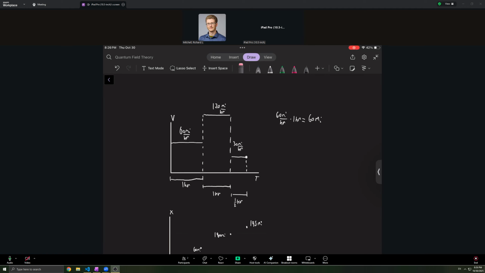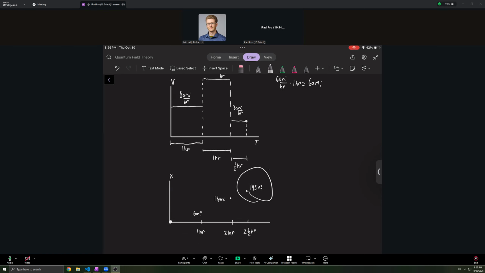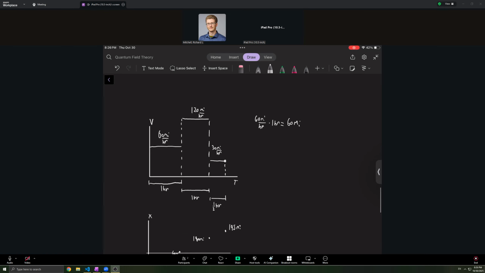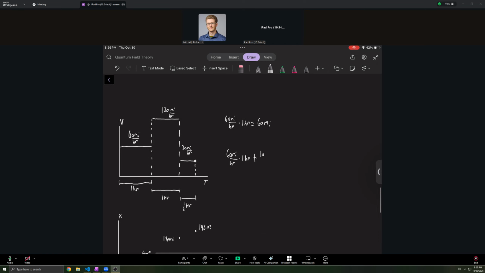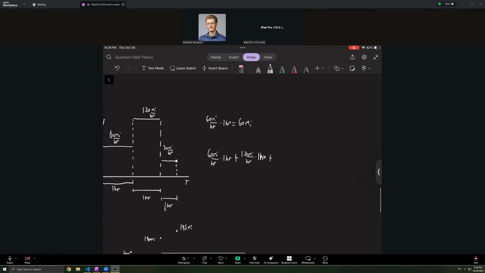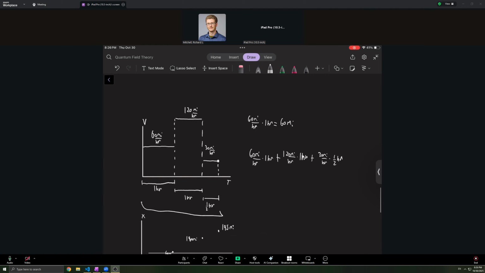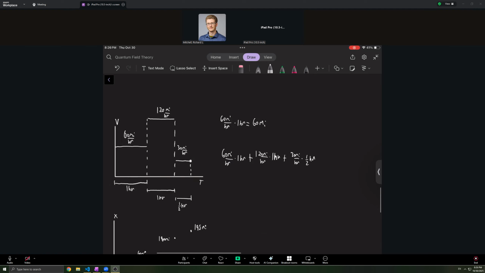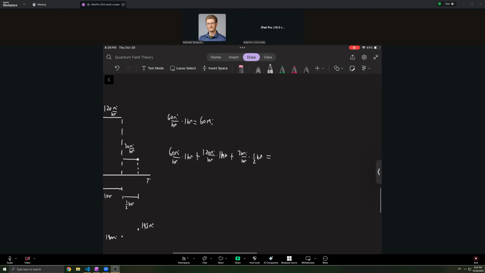So for example, when we did that calculation before where we got this 195 number, what we did is, of course, we took the 60 miles per hour times 1 hour plus the 120 miles per hour times 1 hour plus the 30 miles per hour times the half an hour, when we wanted how far the thing went in the 2.5 hours. This was the calculation we did, and we got 195 from that.